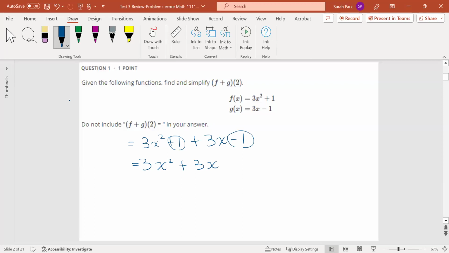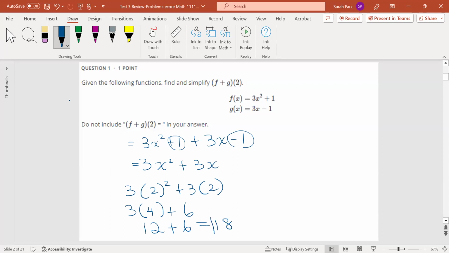Okay, so in here, we're going to plug in 2. So 3 parentheses 2 squared plus 3 parentheses 2. And we get 3 times 4 plus 3 times 2 is 6, which gives us 12 plus 6, resulting in 18.